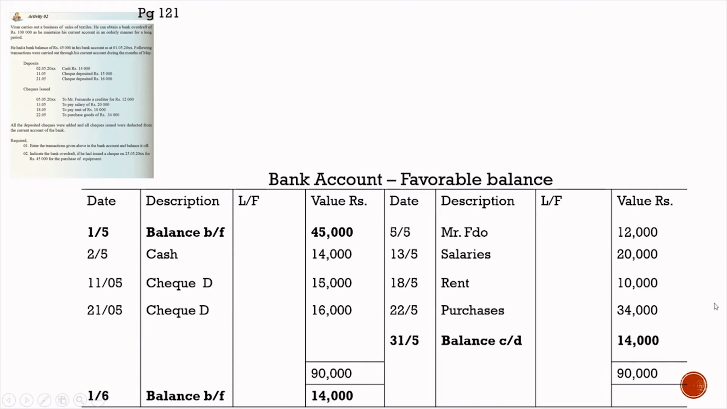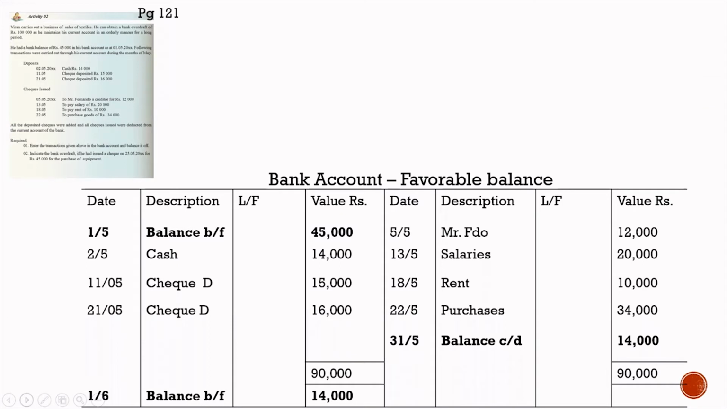So this balance is brought forward from this asset account. As I said before, it will have a favorable balance of 14,000. Our business has a debit balance of 14,000, which is more than the credit side. So this is a usual bank account.